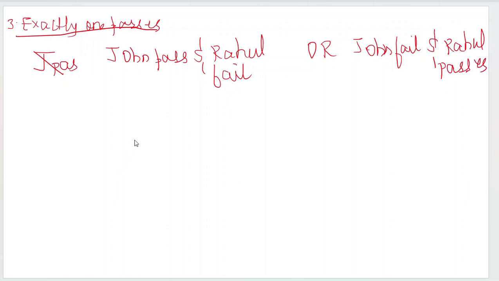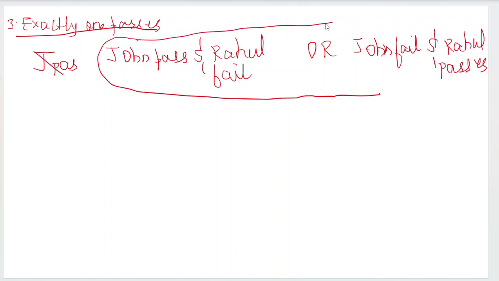So this is the explanation for the problem exactly one passes. What should happen is either John passes and Rahul fails, or John fails and Rahul passes. But in all, only one of the two should pass. So this whole idea which we have written in English, that is, John passes and Rahul fails, or John fails and Rahul passes, we write using set theory.